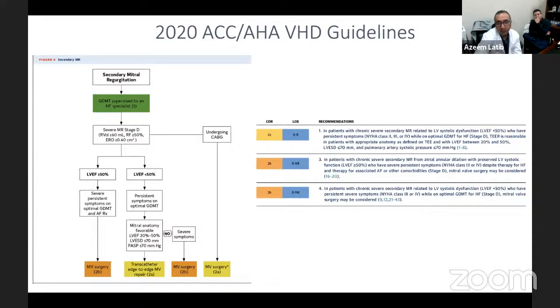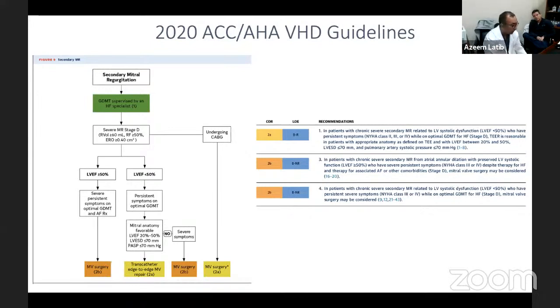So this is how the class 2A indication reads. It says, in patients with chronic severe secondary MR related to LV systolic dysfunction, so ejection fraction less than 50%, who have persistent symptoms, so NYHA class 2, 3, or 4, while on optimal GDMT for heart failure, TEER, transcatheter edge-to-edge repair, is reasonable in patients with appropriate anatomy as defined on TEE and with an ejection fraction 20 to 50 and systolic diameter less than 70 and a pulmonary artery systolic pressure less than 70. So that's what the guidelines say.